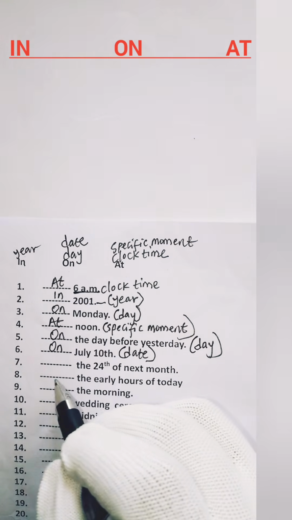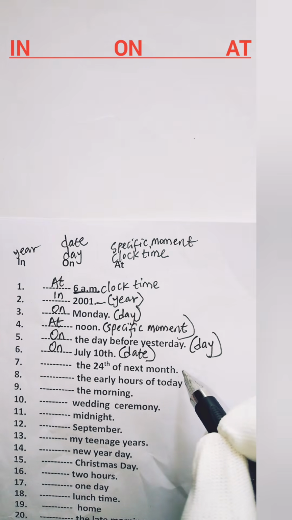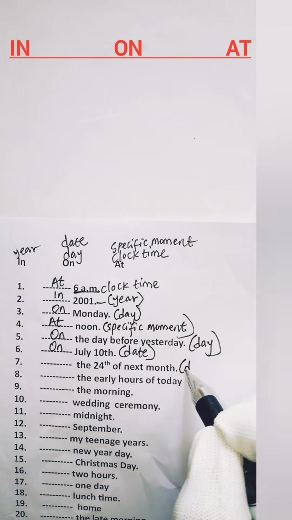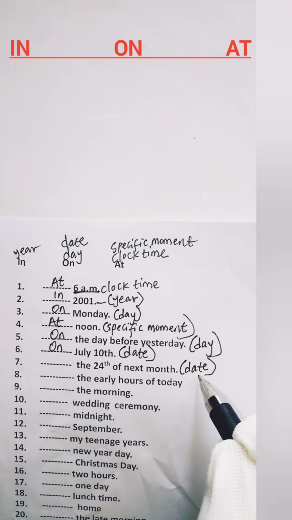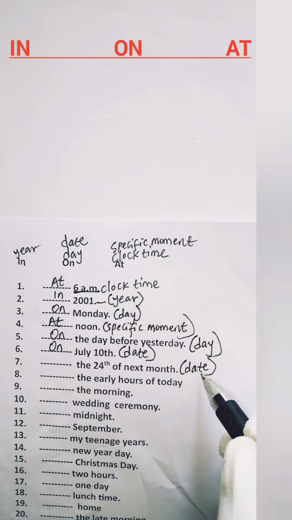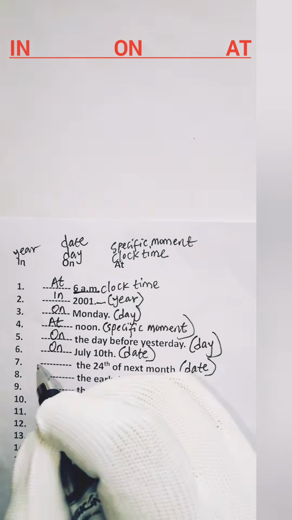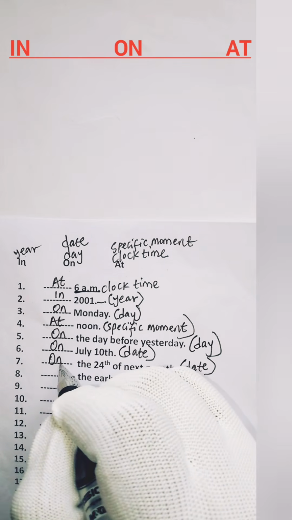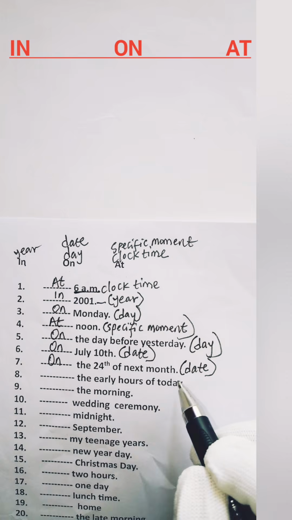7. Blank the 24th of next month. This is referring to a date too. Okay, 24th here shows that it is a date. So for a date, just like this, we use on the 24th of next month.